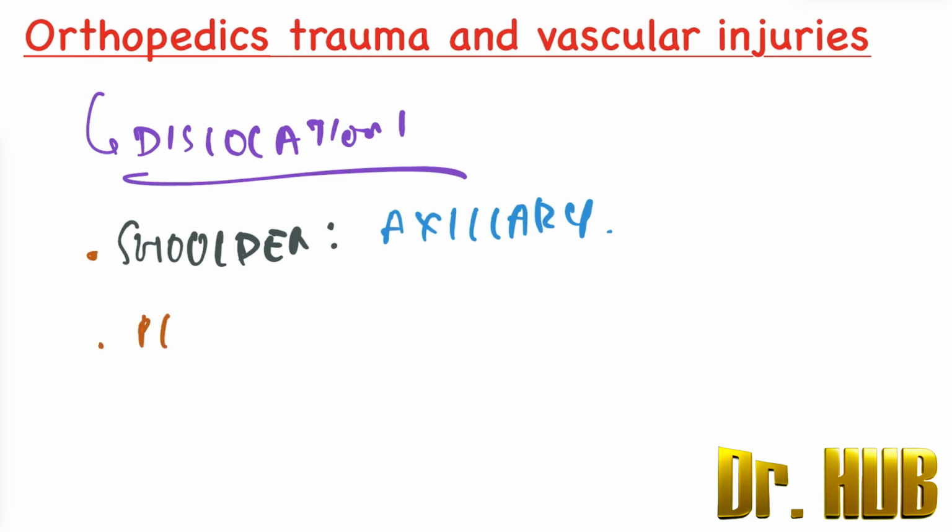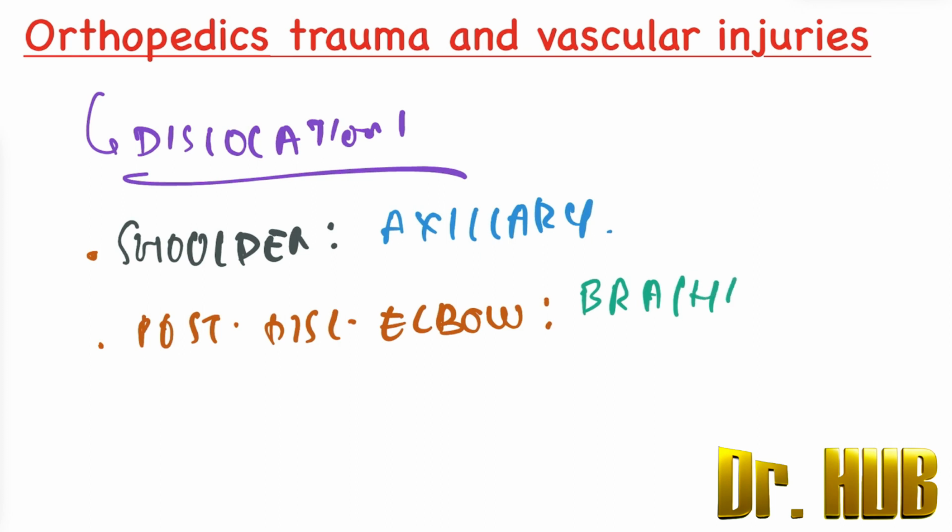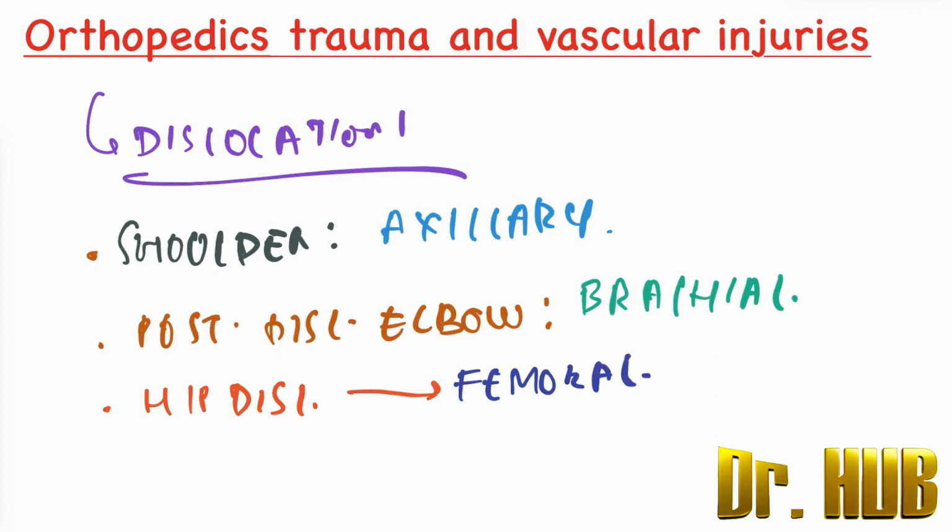Next, in terms of the posterior dislocation of the elbow, what is the vessel involved? It is the brachial vessel. In hip dislocation, what is the vessel involved? It is going to be the femoral vessel. So shoulder, it was axillary, posterior dislocation of the elbow, it is brachial, and hip dislocation, femoral. Then knee dislocation is going to be the popliteal.